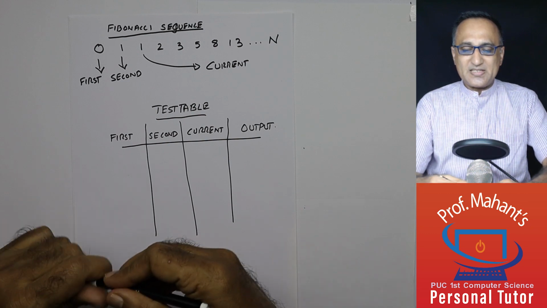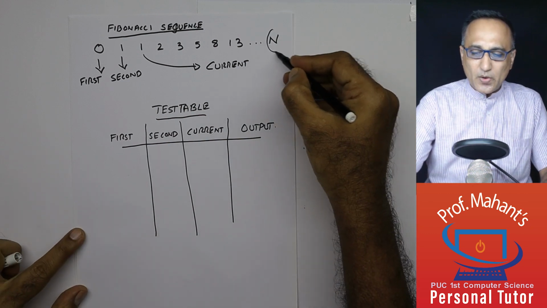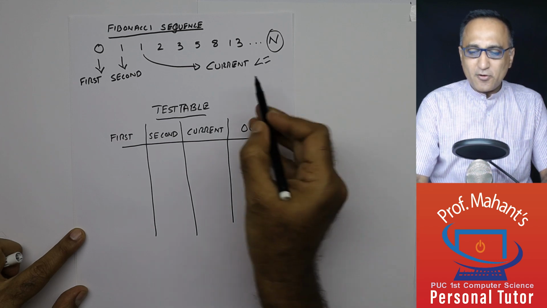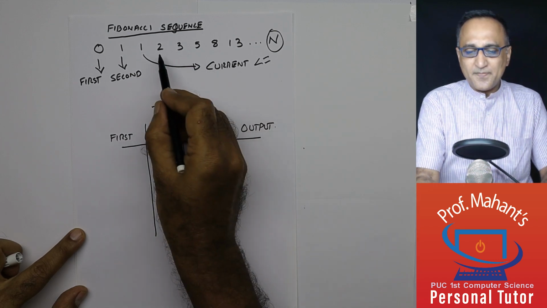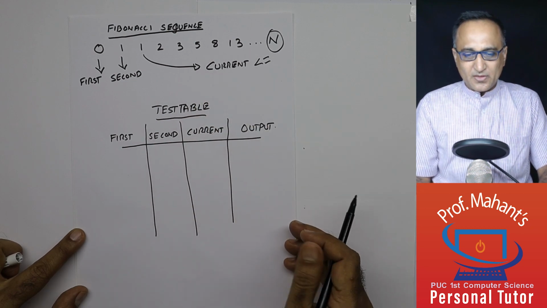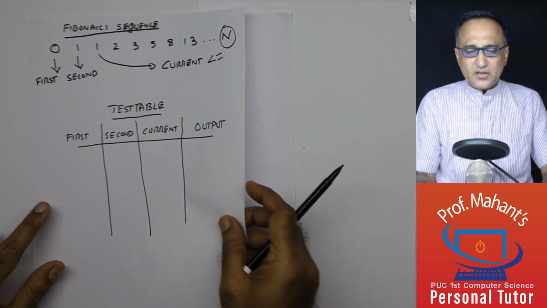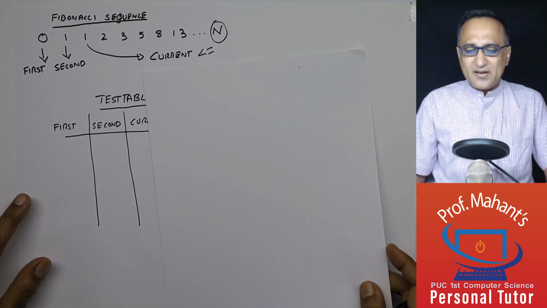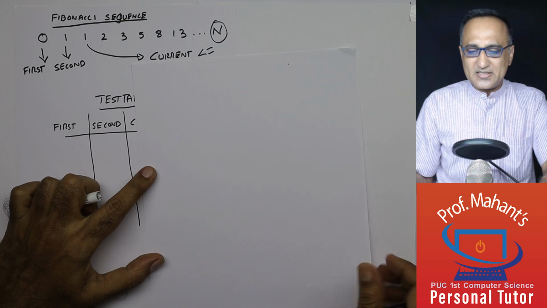Now what happens is the user is going to enter a value of n. We need to see that as long as the value of current is less than or equal to n, I need to keep generating this sequence of numbers. So let's try to draw a flowchart and figure out how we can generate this particular series.